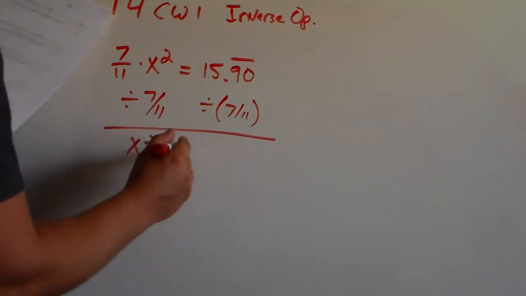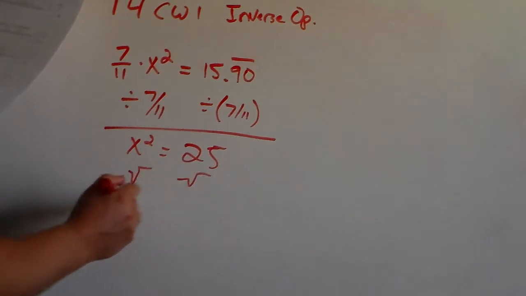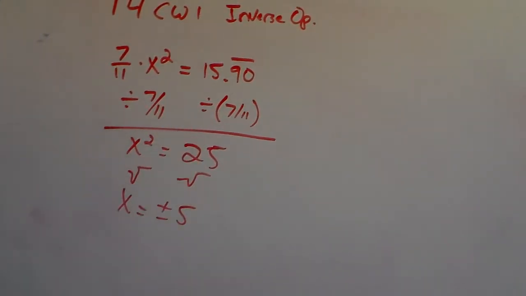And then you're going to get 25. Square root both sides, you get x equals plus or minus 5, because the square root of 25 is 5. And that's our two answers for problem number 4: x equals positive 5 and x equals negative 5. Next up is problem number 5.